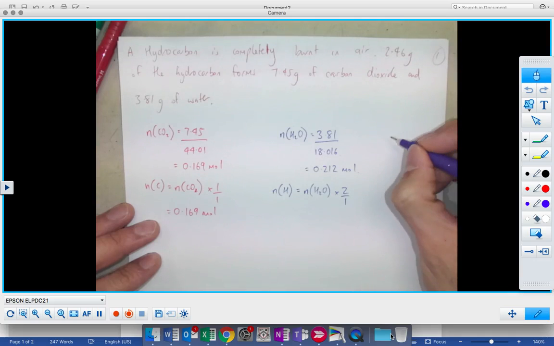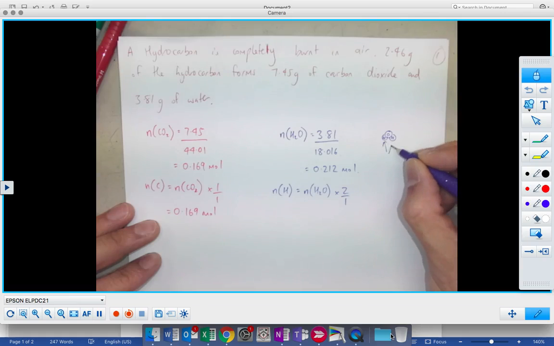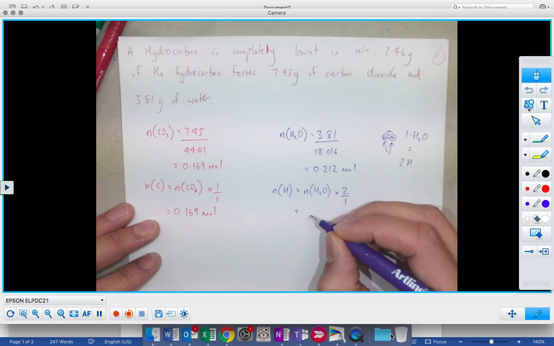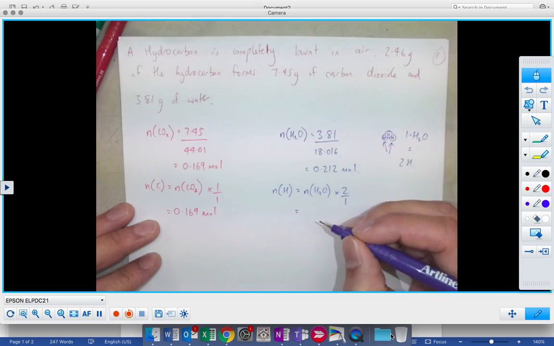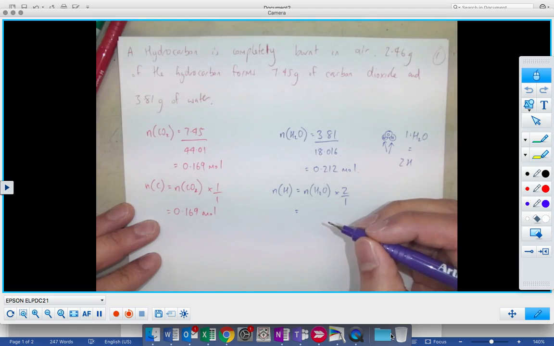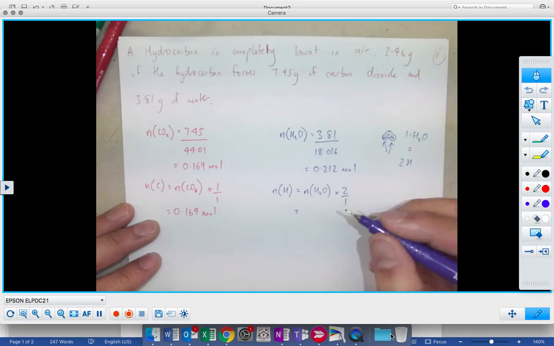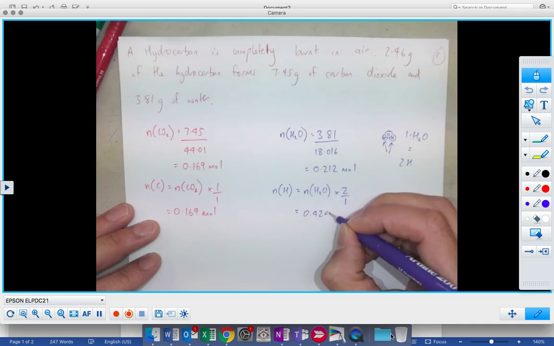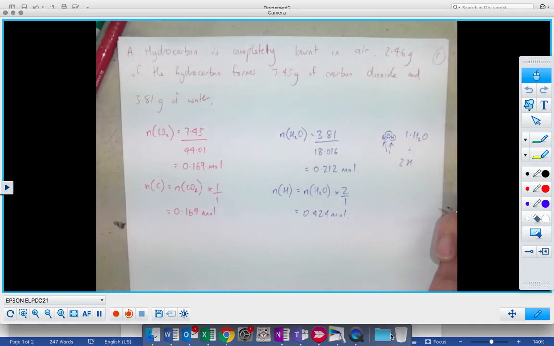Let's think about that. For every 1 water molecule, we have 2 hydrogens. So 1 water is equal to 2 hydrogens, and we double that. That ends up being 0.424 moles. Right, so those are the moles of carbon and hydrogen.